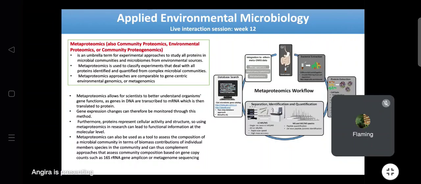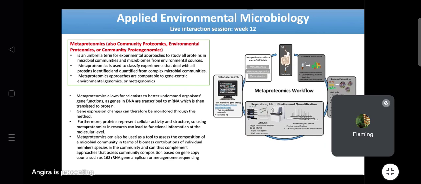So metaproteomics will therefore be a tool to assess the composition of the microbial community in terms of the biomass contribution of the individual member species in the community, and also it helps us to complement approaches that assess community composition based on gene copy count, such as 16S rRNA gene amplification and metagenome sequencing.